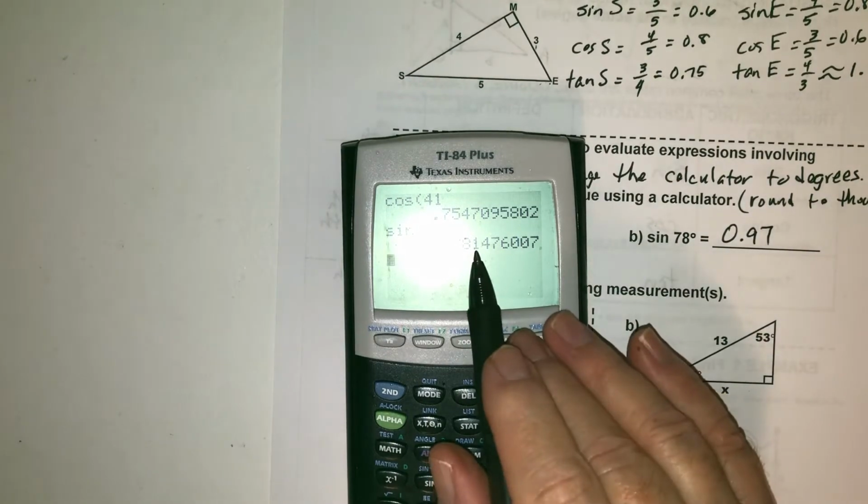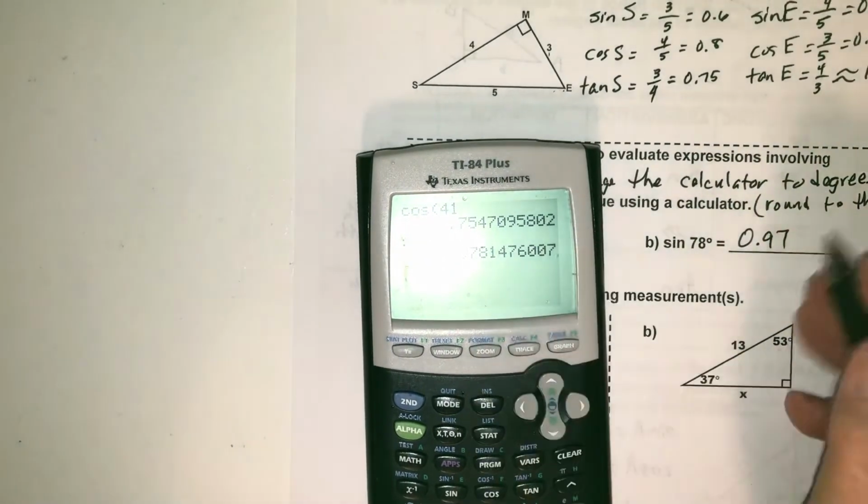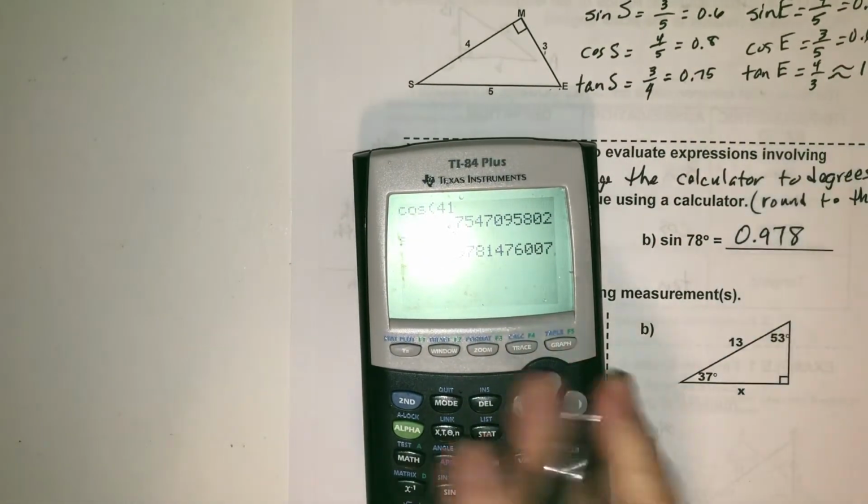Well, you look to the right. Okay, that right is one of your 5 highest digits. Okay, or excuse me, one of your 5 lowest digits, so you leave that as 0.978.